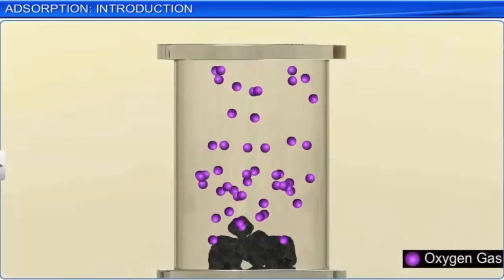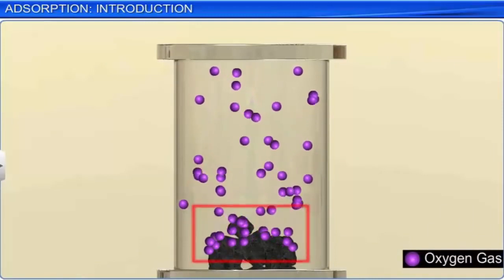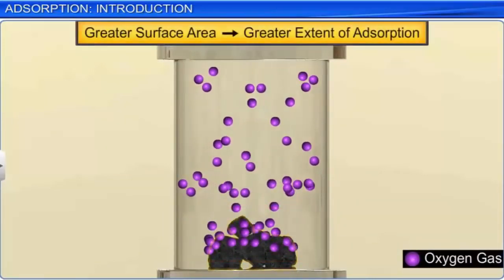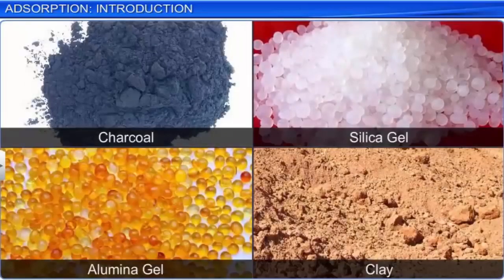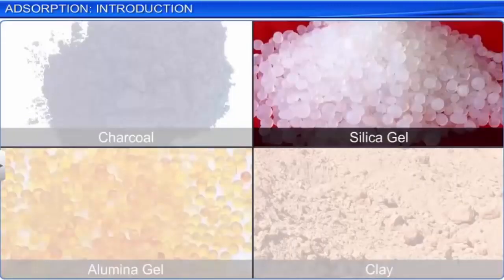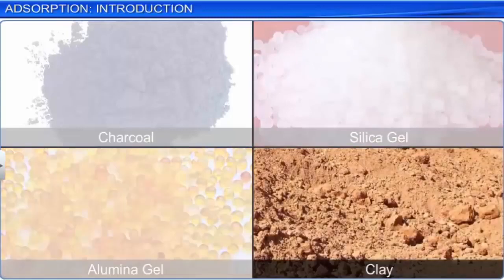It is important to note that adsorption is a surface phenomenon. Hence, the greater the surface area of the adsorbent, the greater is the extent of adsorption. Thus, finely divided metals and substances with porous structure are good adsorbents as they provide large surface area. Charcoal, silica gel, alumina gel, and clay act as excellent adsorbents.